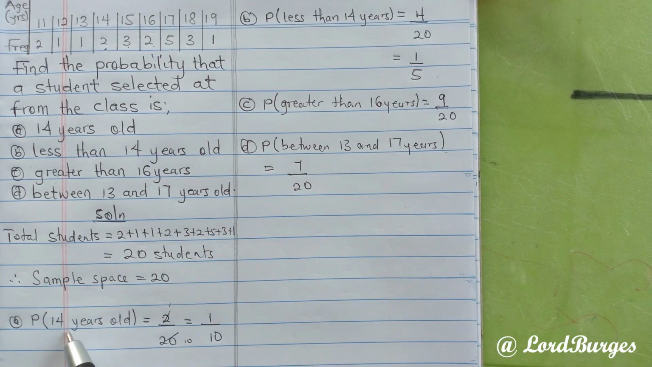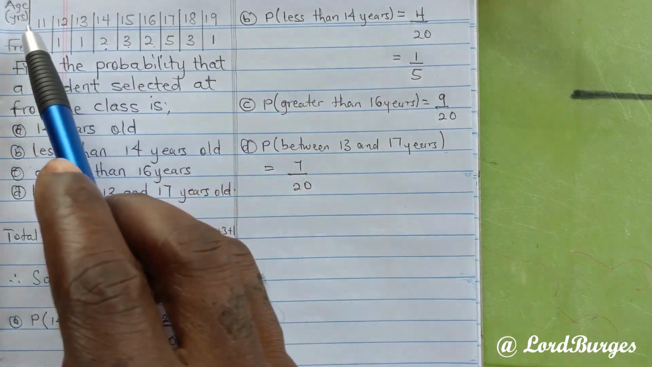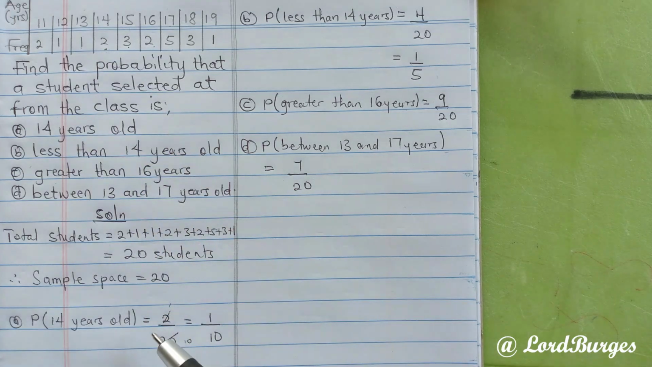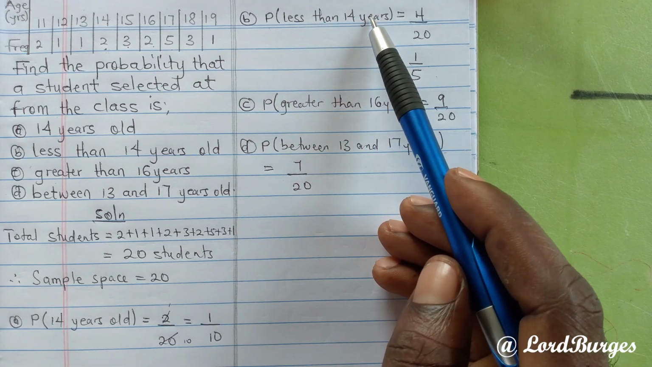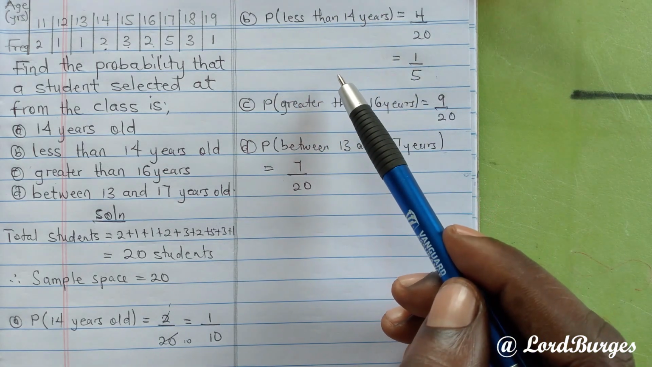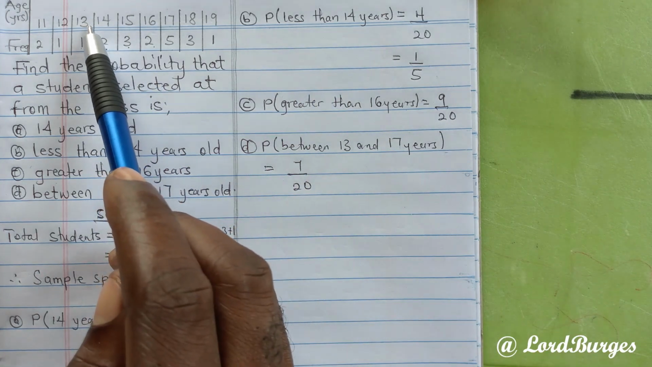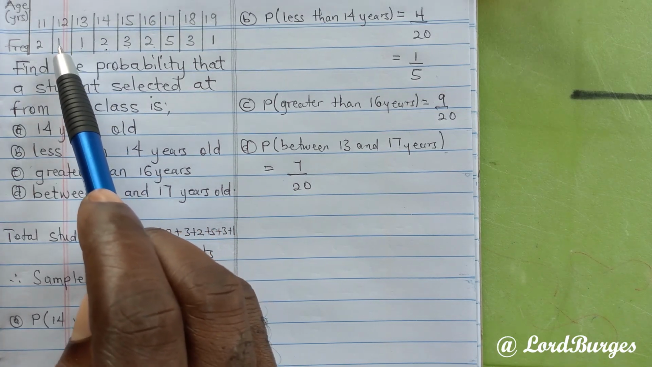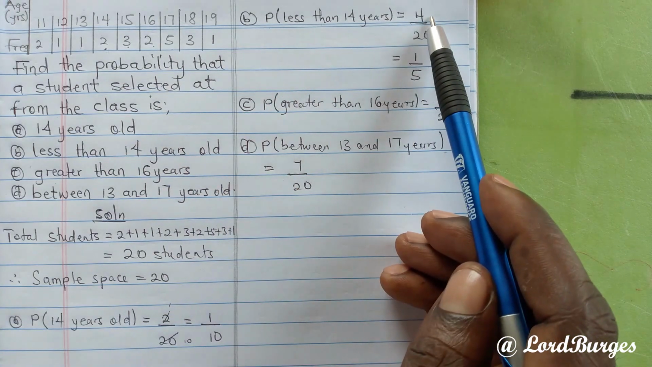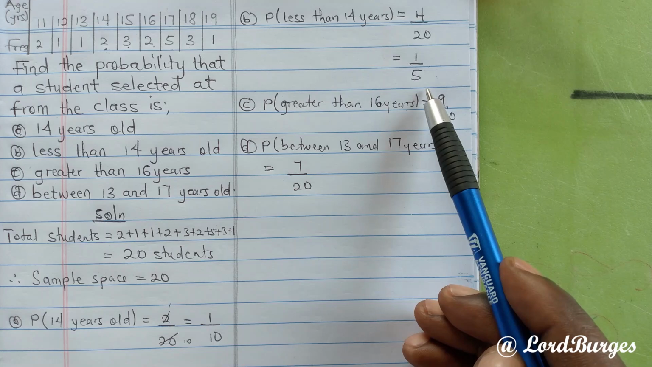So for our A, those who are 14 years old. When we went to the table, age 14, there were only 2 of them. So 2 out of 20 of them were 14 years. Then probability of those who are less than 14 years. Since they are less than 14 years, it means they are 13 and below. And from the table, 13 and below, which is from this side, we have 1 plus 1 plus 2, giving us 4 out of the 20. When I reduced it, I had 1 out of 5.